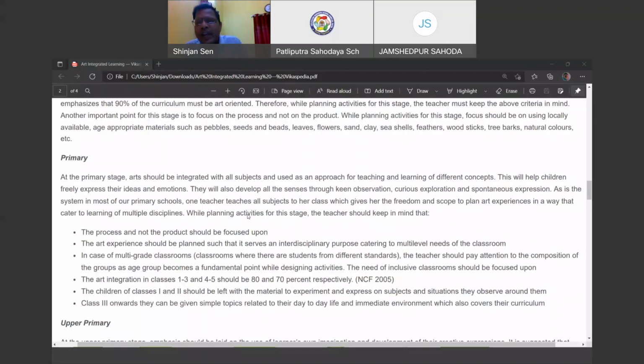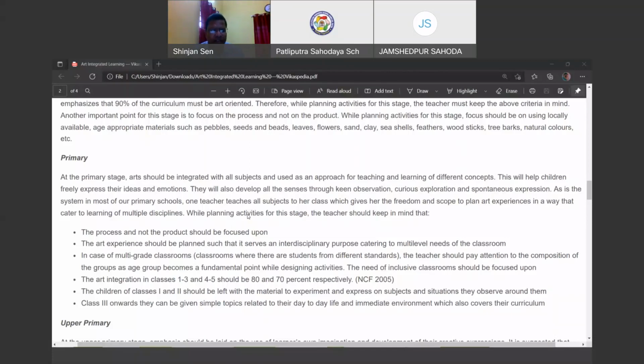While we will try to join the interdisciplinary things, when multi-level needs of the classroom, when we will join one art form with another, one subject with another. In case of multi-grade classrooms where the students are from different standards, this generally doesn't happen in our type of schools. The teacher should pay attention to the composition of the groups according to their levels and all. But we don't have these types of schools in our system. We generally have a fixed class for fixed students.